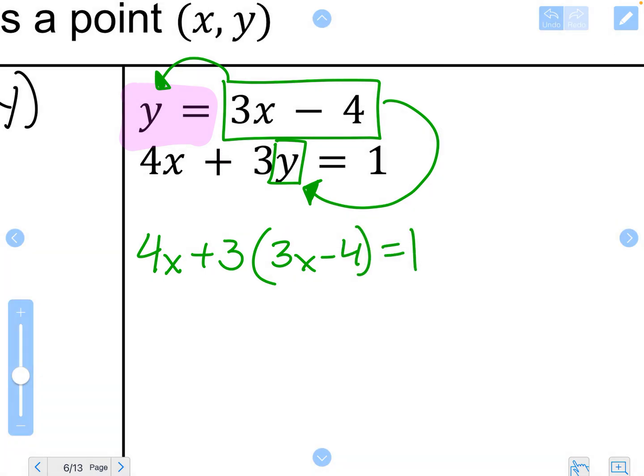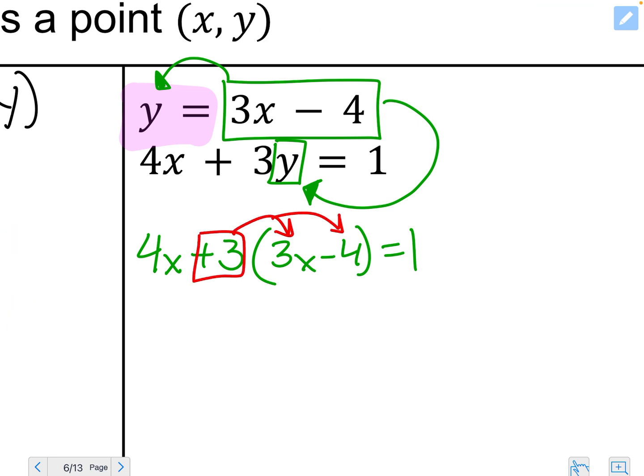So now we've got a number in front of our parentheses, and so that tells us to distribute, which is a fancy way of saying multiply.